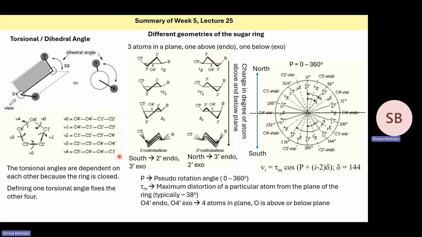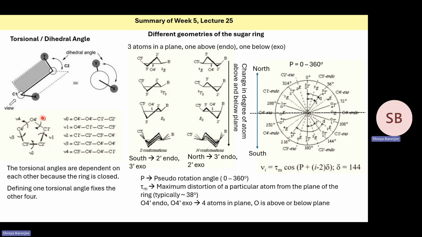But these dihedral angles are not independent because it is a closed structure. So if you fix one dihedral angle, the others will automatically get fixed. This is a formula for calculating the different dihedral angles of the deoxyribose sugar ring. You have nu i, where i can be replaced by 0 to 4, equals tau m. Tau m is the maximum distortion of an atom from the plane of the ring.